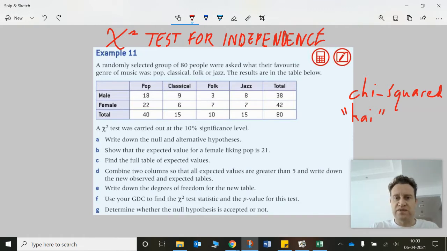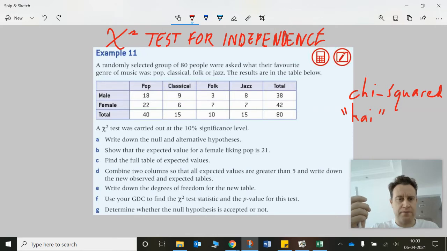Okay, so there's an issue. At this stage, once we've found the expected matrix, we realize there's an issue. We say, well, actually, you're not allowed for this test to have expected values below 5. I'm not quite sure why. I guess it's less effective.